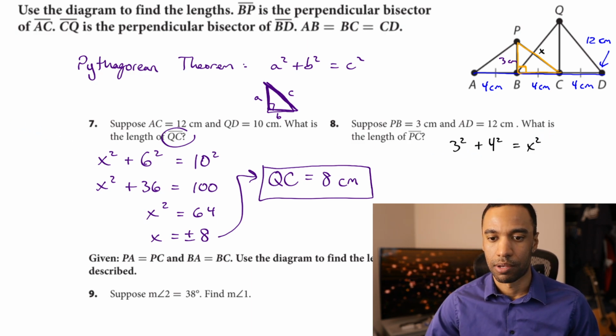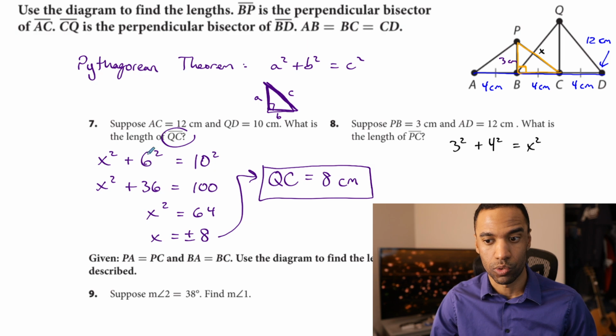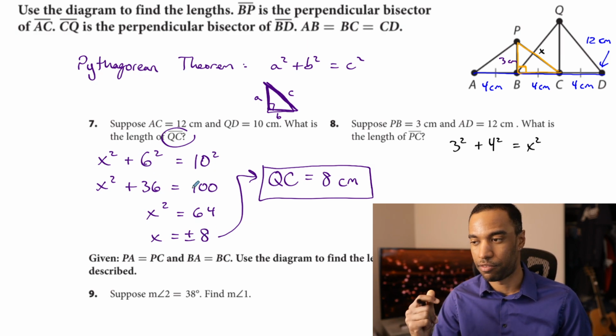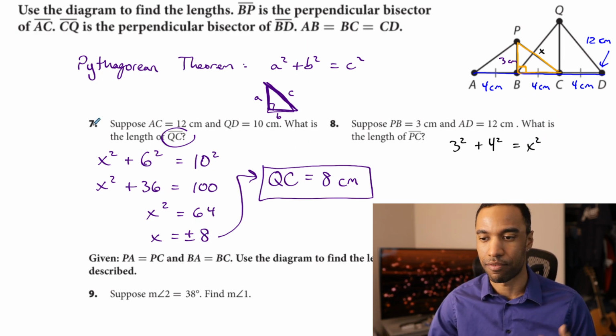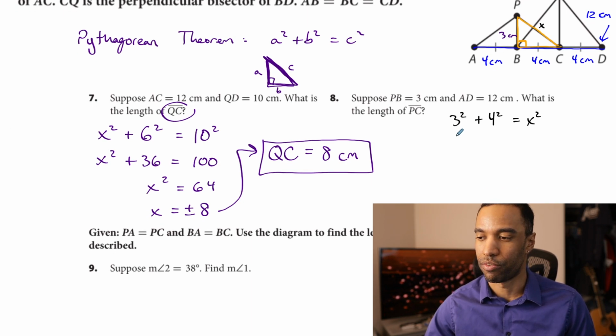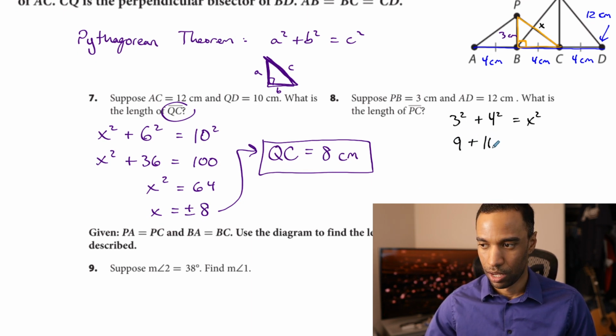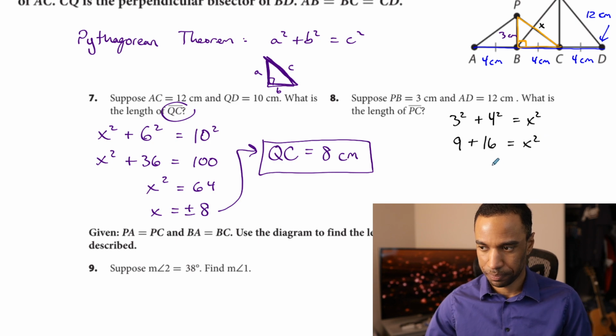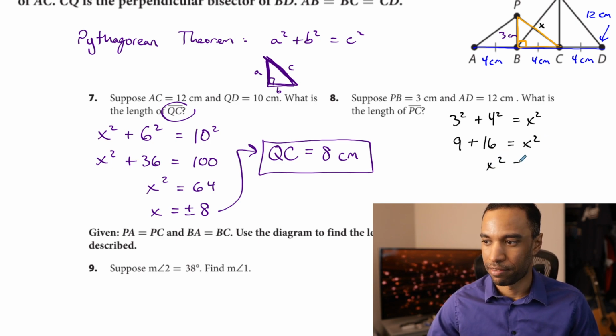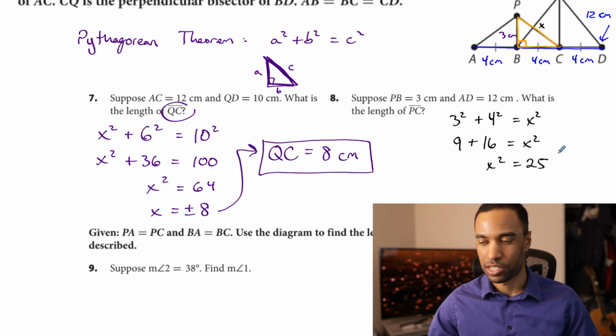You might learn some things soon called Pythagorean Triples, in which case you would have known this was 5 right off the bat if you know anything about it. I actually know this answer is 5 without doing anything with it. This is called a 3, 4, 5 special right triangle. 9 plus 16 equals x squared. X squared is 25. Take the square root of both sides, x equals plus or minus 5.